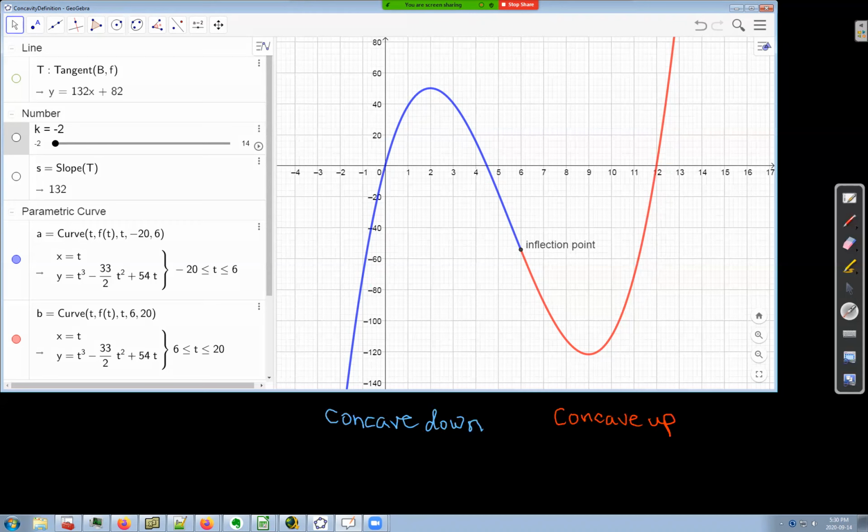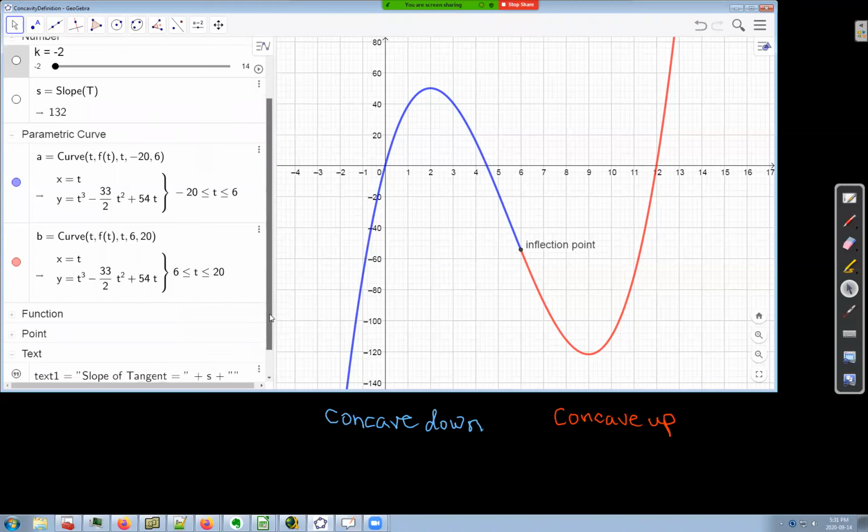And then there's that place where it changed, where the blue part of the graph changed into the red part of the graph, where the function changed from concave down to concave up. And places where that happens are called inflection points. That's not really important right now, but it's something you'll need to know eventually.